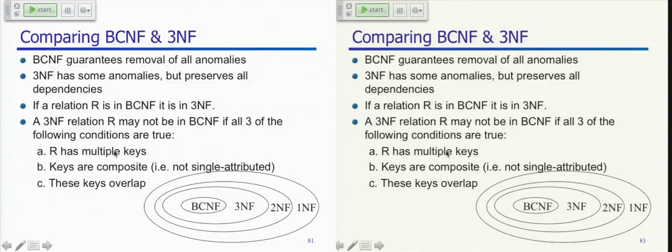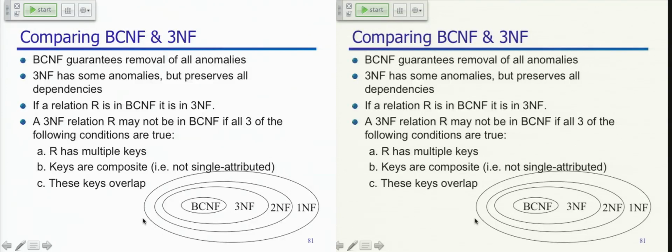Let's compare BCNF and 3NF. BCNF guarantees and removes all the redundancies. 3NF brings back some redundancies, but allows you to capture all the dependencies that are being preserved. Okay? If a relation is in BCNF, it's also in 3NF.